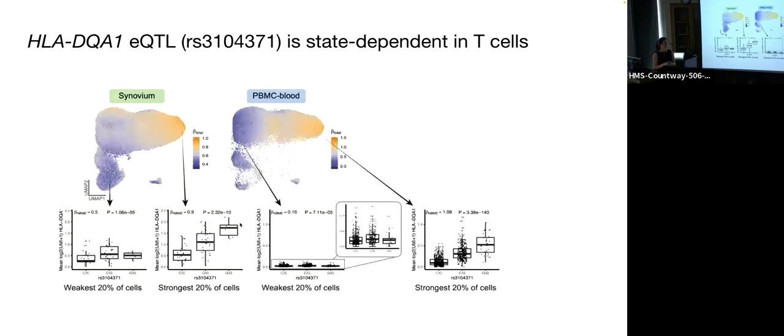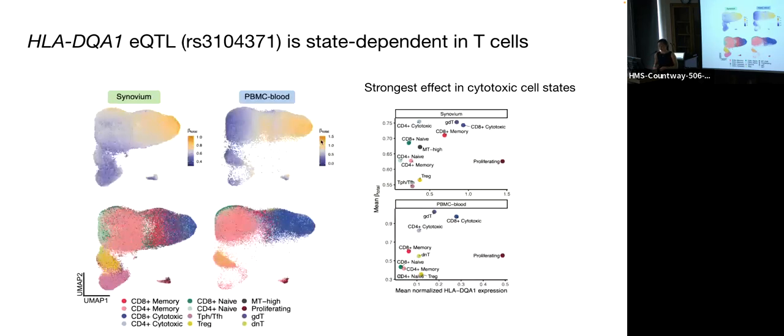And we can do this in the other dataset as well, the PBMC blood dataset, and show that the effect replicates, where in the blue cells here, the eQTL is very weak, whereas in the orange cells, it's a much stronger effect. And then we can map this onto the different types of T cells, the T cell states, which are the different colors down here.